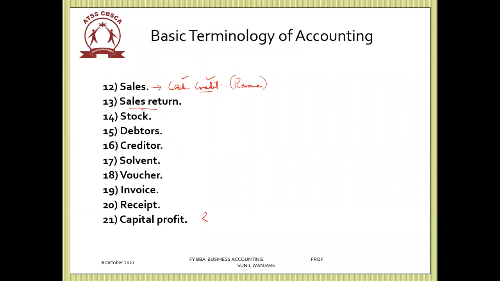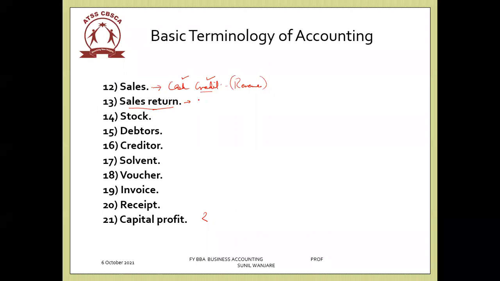Likewise, when you are returning material back to the suppliers, same way, if we have supplied wrong material, faulty material, defective material, then what will happen? That will come back. That is called as sales return. So whatever material we have sold, and if it is not accepted by the customers, they're returning back to you, in accounts it is called as sales return.